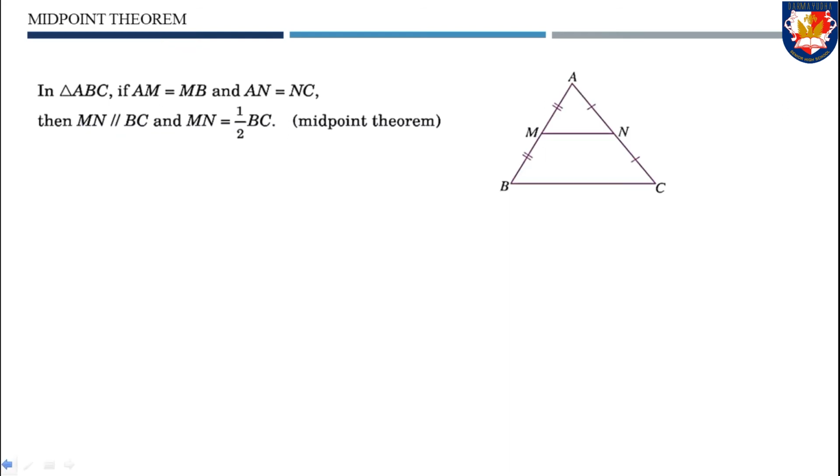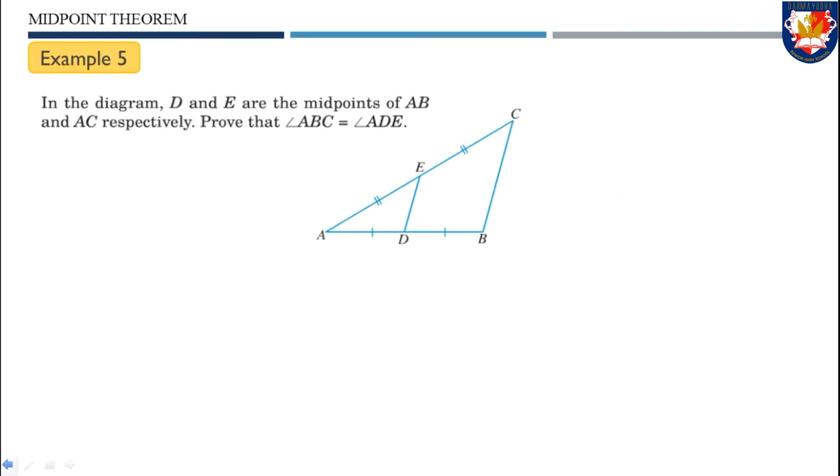Okay, let's see about the midpoint theorem. In triangle ABC, if AM equals MB and AN equals NC, then MN must be parallel to BC, and the value of MN equals 1/2 times BC, or half of BC. Let's see if we can apply the midpoint theorem in this example.